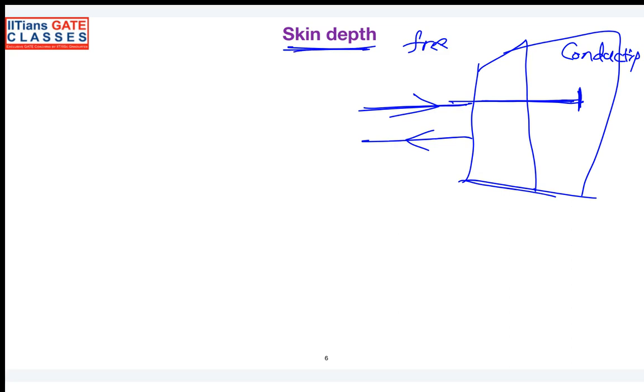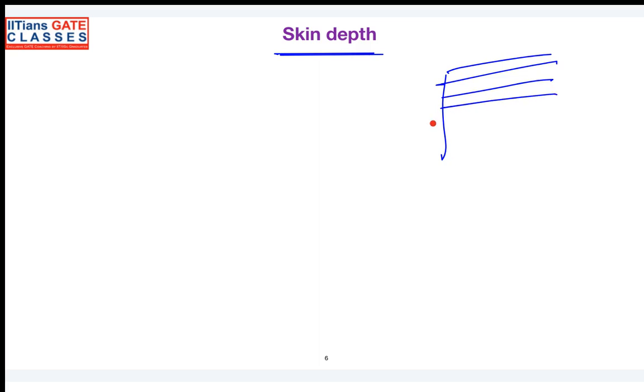So there is a mathematical way of explaining it. So when you have any conducting medium, what does the skin depth say? Suppose this is your conducting medium. I had a very big conducting medium, something like this.